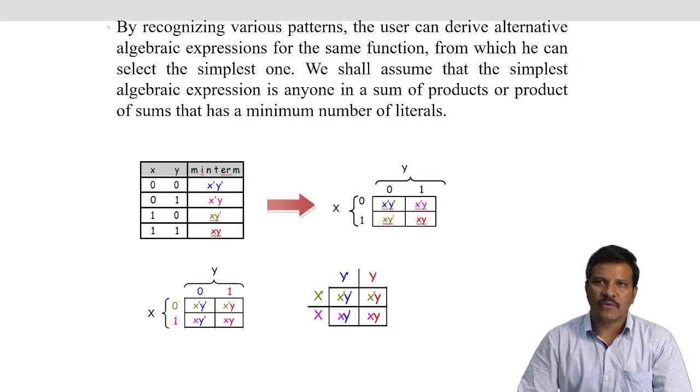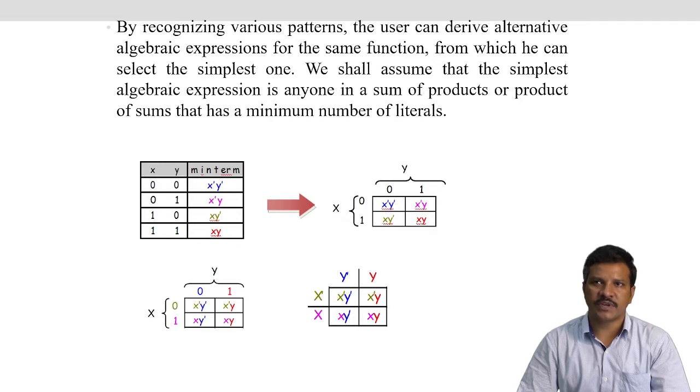By recognizing various patterns, the user can derive alternative algebraic expressions for the same function, from which he can select the simplest one. We shall assume that the simplest algebraic expression is any one in the sum of products or product of sums that has the minimum number of literals. So as we go through the Karnaugh map presentation, the user can select the easiest way to minimize the number of literals.